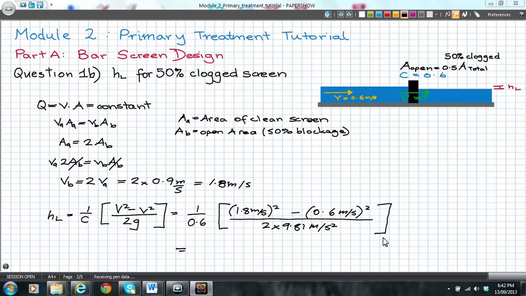That means that the head loss for the scenario where the screen is 50% clogged is 0.24 meters. So we have approximately 24 centimeters of head drop across that screen, which is considerably larger than the 3 centimeters that we had for the clean screen scenario.